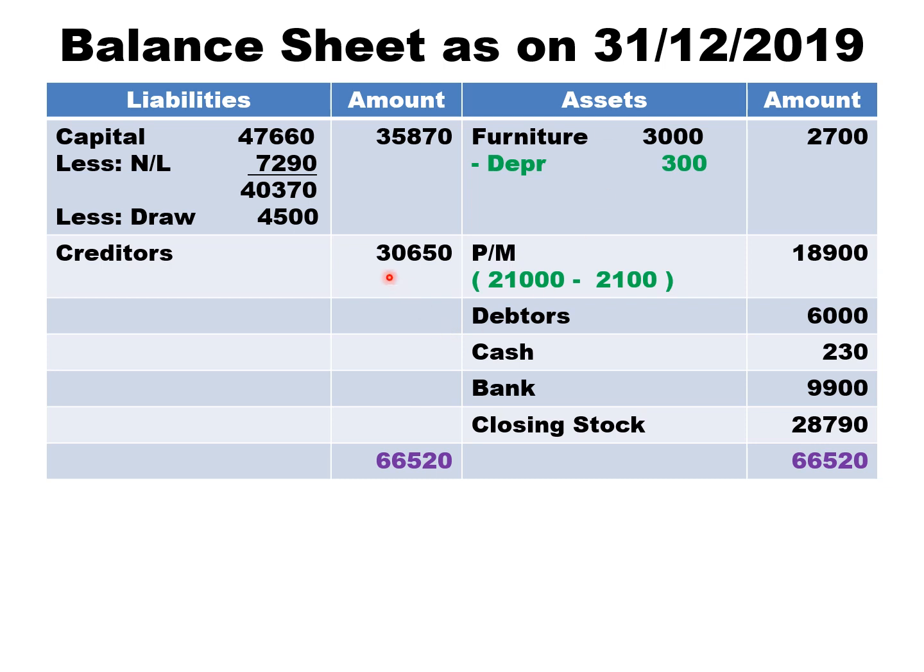And the balance sheet, students: take the capital, deduct the net loss 7,290 for both the departments. So if you minus the loss, you get 40,370, less drawings 4,500, outer column 35,870. Then we have creditors, furniture less depreciation, plant and machinery less depreciation, debtors, cash, bank and stock. So this completes the 25th problem.